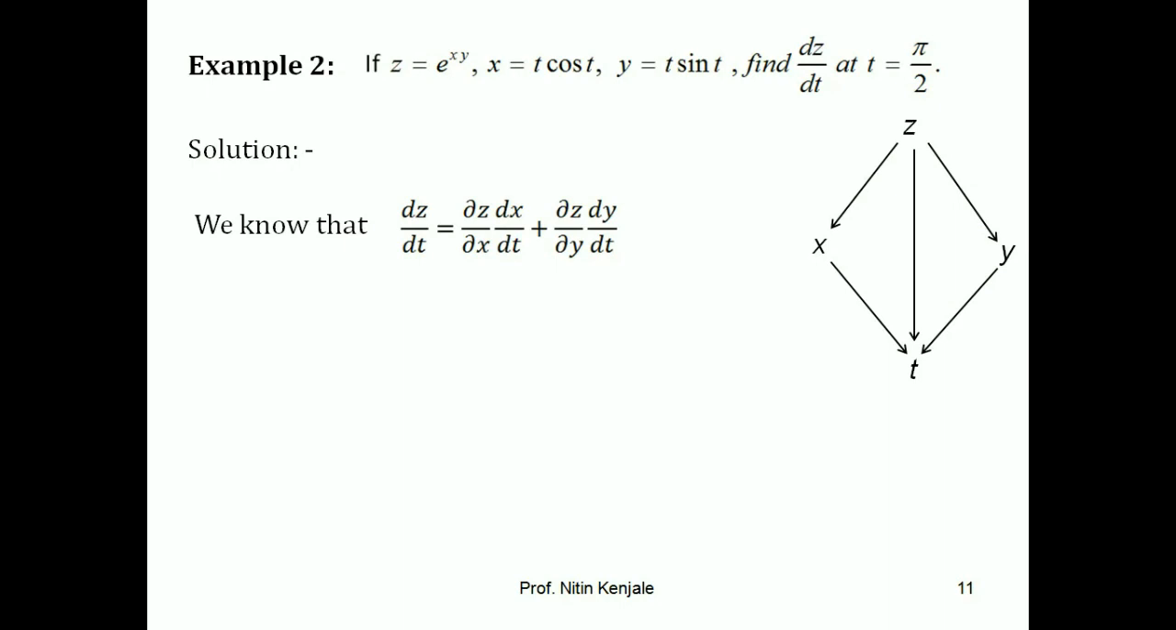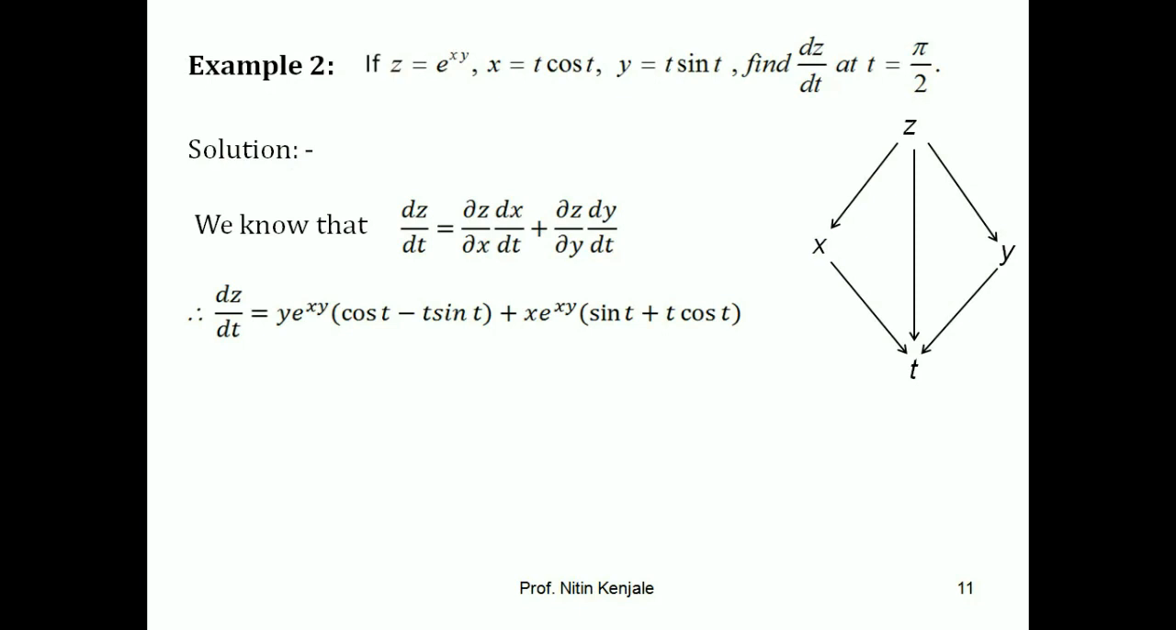Now we will substitute values for the RHS entries. ∂z by ∂x into dx by dt is given by y e raised to xy into cos t minus t sin t, and ∂z by ∂y is given by x e raised to xy, where dy by dt is sin t plus t cos t.